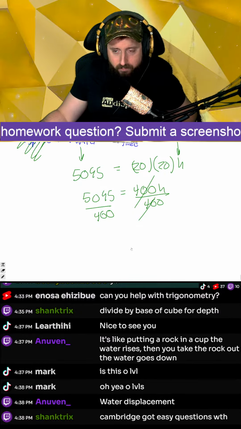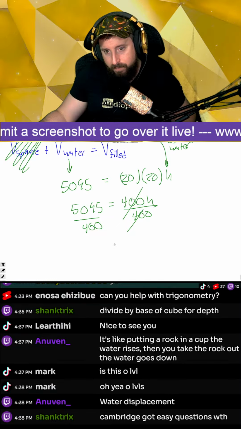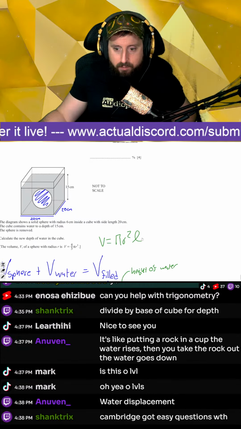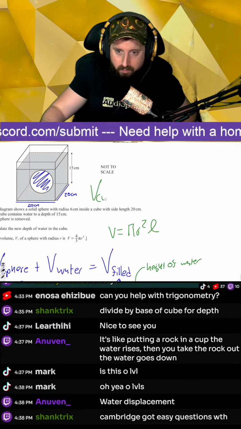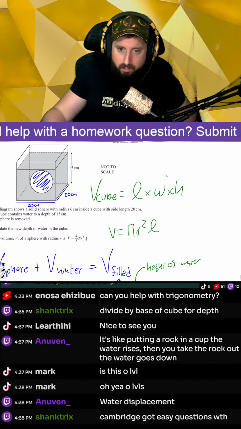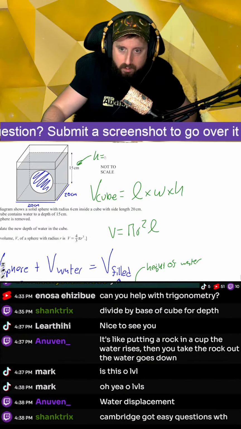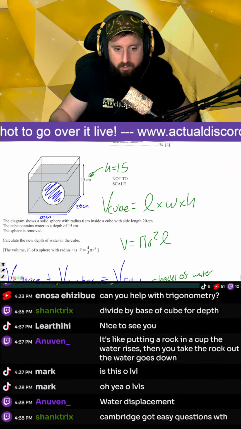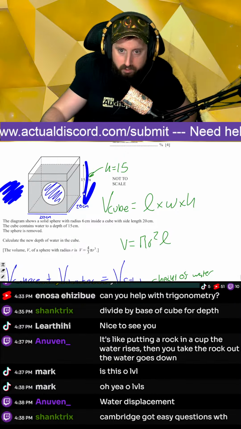Divide both sides by... But where does the H come from? In the diagram. So that's from the volume of a cube. The volume of a cube is equal to length times width times height. Yeah, but where does the H come from? The height of the water? Yes, it's the height of the water. Right now, the height of the water was equal to 15. But when I pull the sphere out, the height of the water is going to go down.